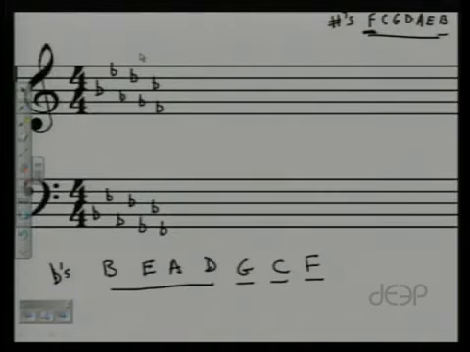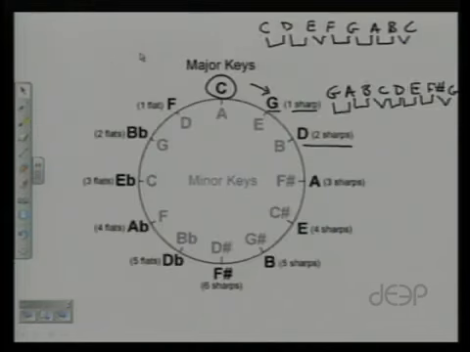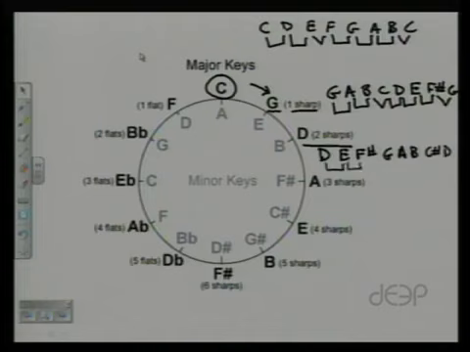The two sharps are always the first two here, F and C. So if we do our D major scale, then D, E, F sharp, G, A, B, C sharp, D. Promise you, whole, whole, half, whole, whole, whole, half. It'll work for all of these.